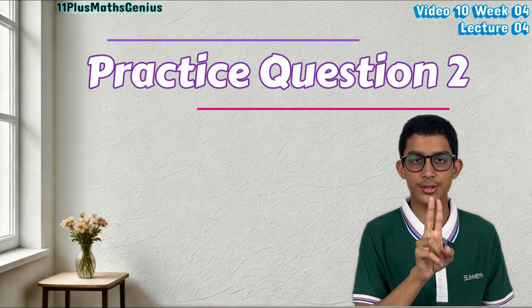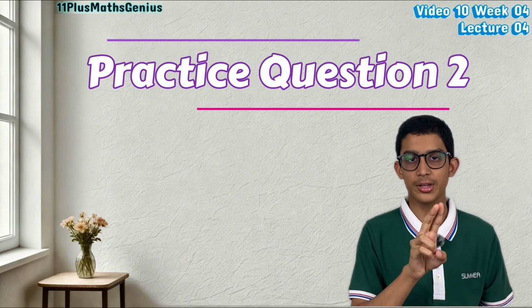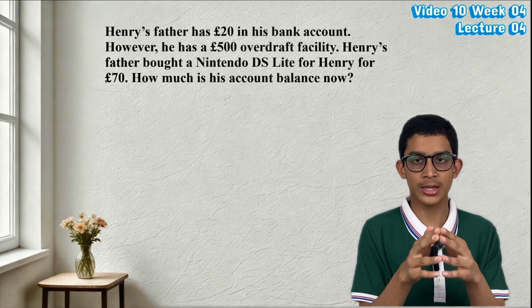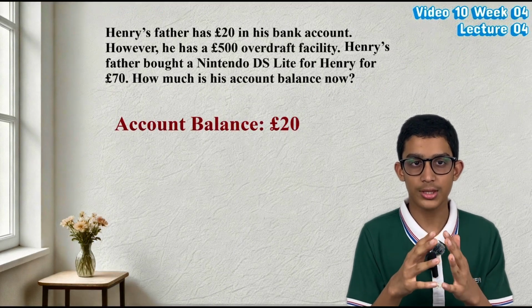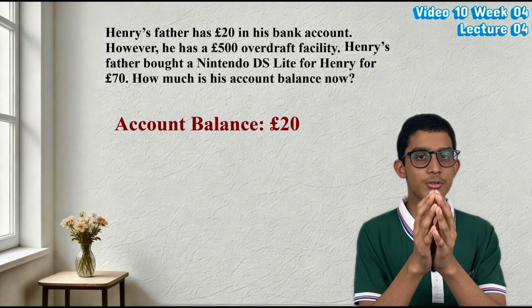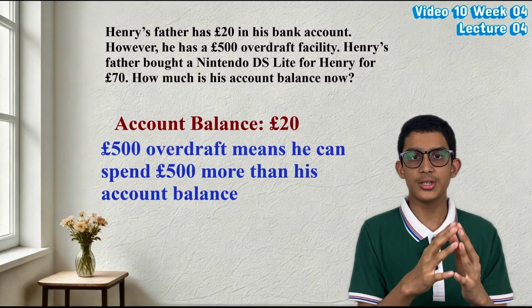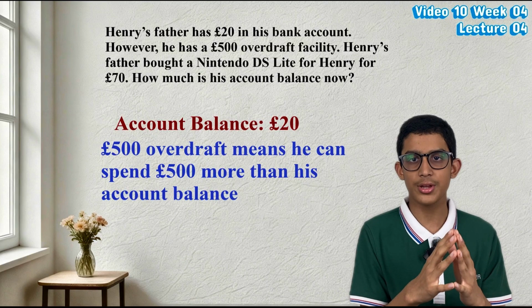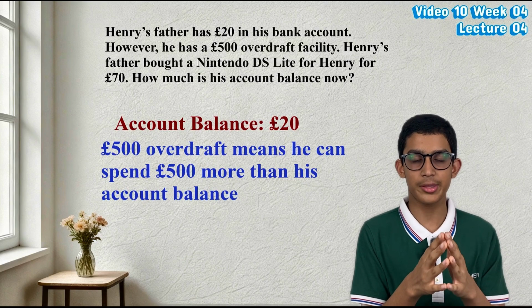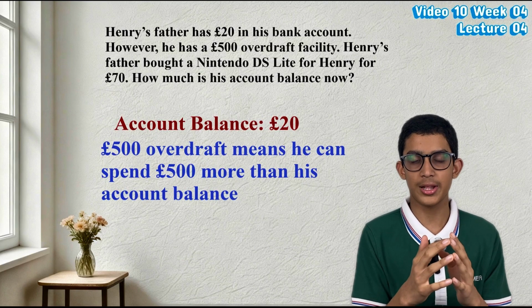Practice question 2. Henry's father has £20 in his bank account. However, he has a £500 overdraft facility. Henry's father bought a Nintendo DS Lite for him for £70. How much is his account balance now?